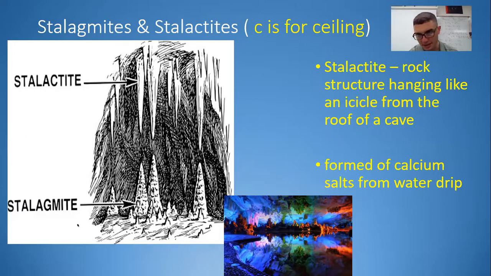There's the stalactite, which is the rock spike from the ceiling, hence why I put C is for ceiling. And there is the stalagmite, which is an icicle-like structure, just like the stalactite, made of rock, but it's from the ground, right? So stalactite, rock structure hanging like an icicle from the roof of a cave. Keep in mind, these form because caves oftentimes have water in them, and when water drips from the ceiling of a cave for a long period of time, we're going to see that rock get pulled down into an icicle.